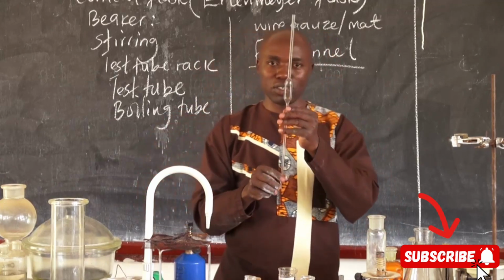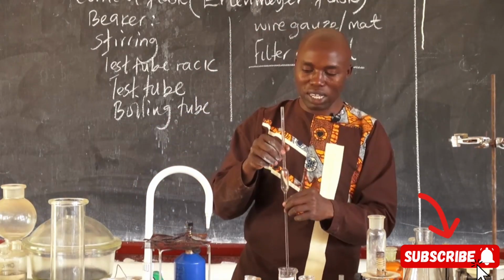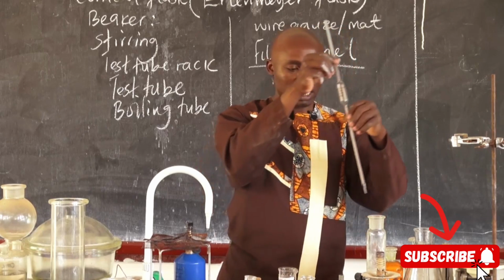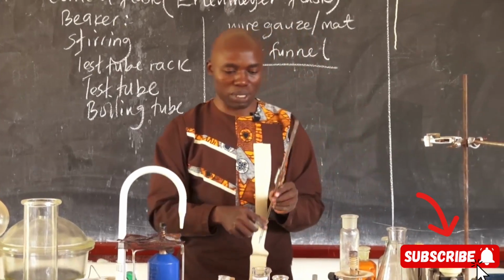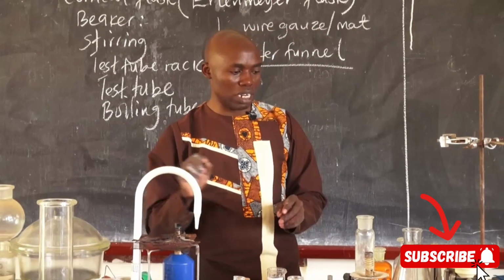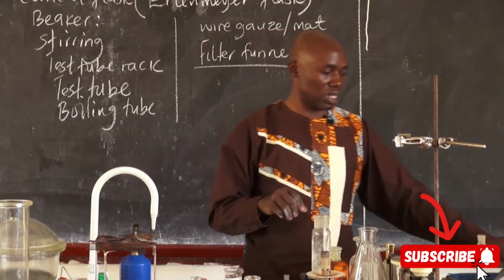So this is a pipette used to deliver, and you deliver it from here into a conical flask or into any other apparatus where you have been directed. So that is a pipette used to deliver fixed volumes of liquids.